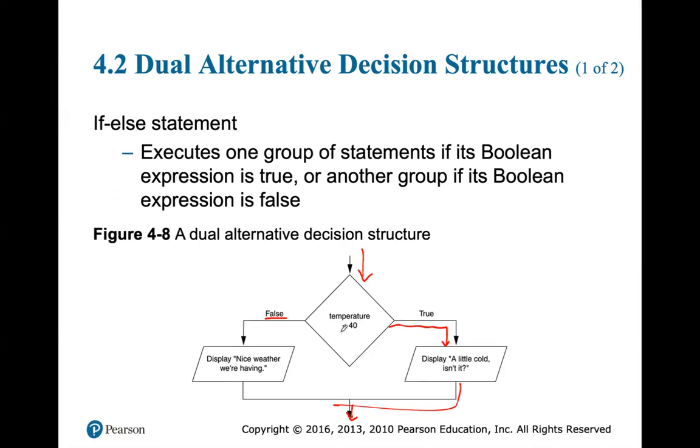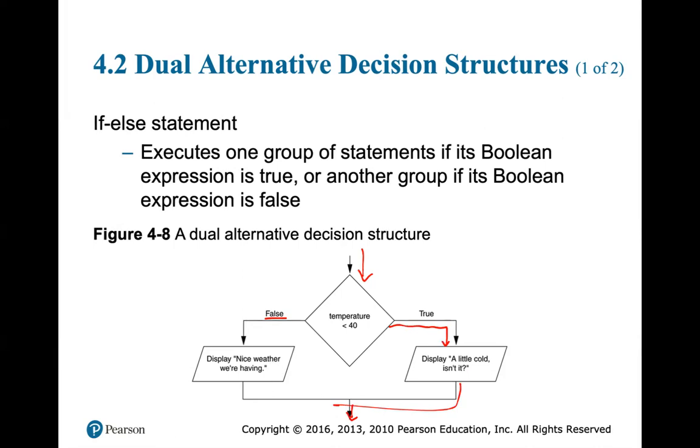However, if the temperature is greater than 40, which means this expression evaluates to false, we're going to follow this arrow right here under false, and we're going to display nice weather we're having. So nothing too complicated. It just depends on how you want to set up your program.